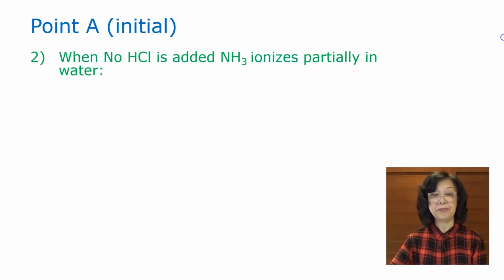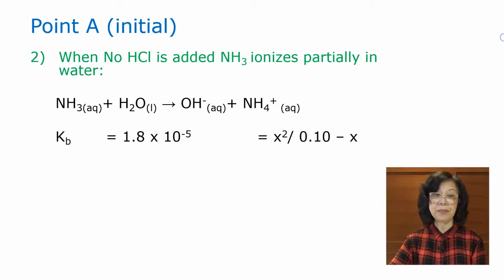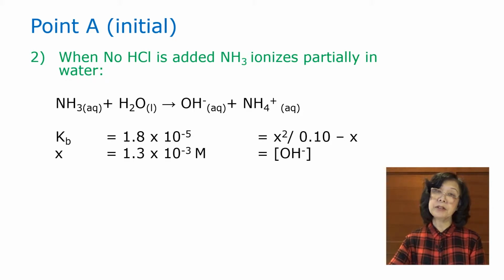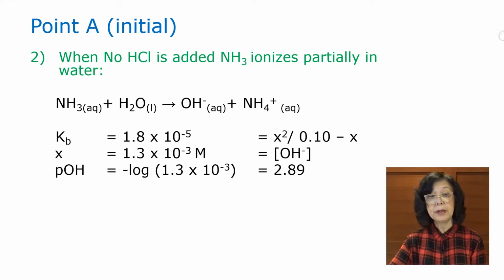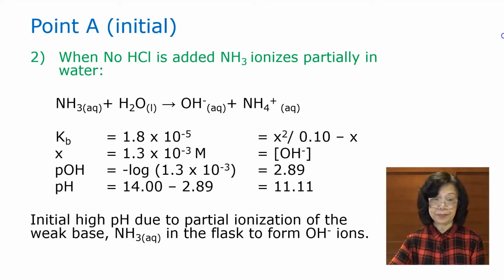Now at point A, when no HCl is added, you only have the ammonia in the flask, which ionizes partially in water to form hydroxide and ammonium ions. So we use Kb to solve the problem. 1.8 times 10 to the minus 5 equals x squared over 0.1 minus x. Solving for x, hydroxide ion is 1.3 times 10 to the minus 3 molar. pOH is 2.89. The pH, subtracting pOH from 14, is 11.11.